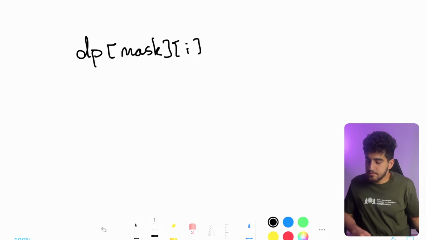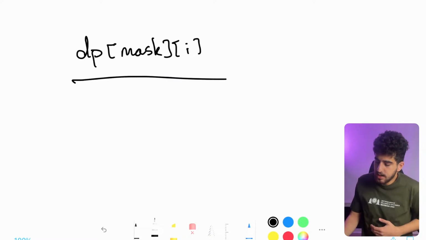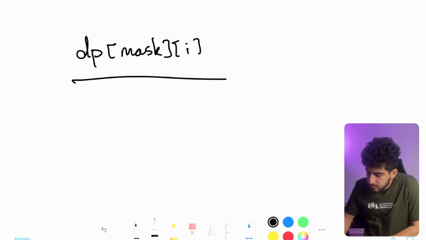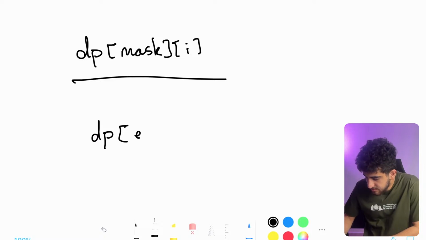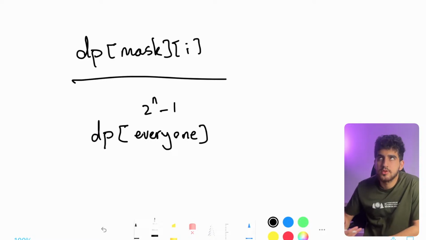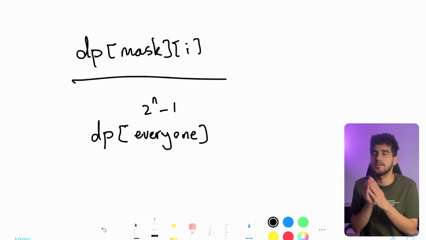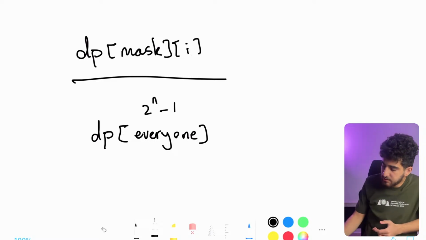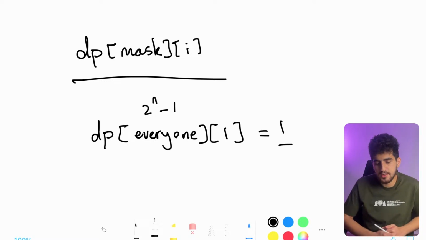So what can be our base cases? The base cases are the cases whose answer is trivial. One base case that we can have is when everyone has fought, so the mask is 2 to the power of n minus 1, because if you write 2 to the power of n minus 1 in base 2, it's going to be 1, 1, 1, 1, 1, 1, 1. So it is DP of everyone and 1. This will be equal to 1.